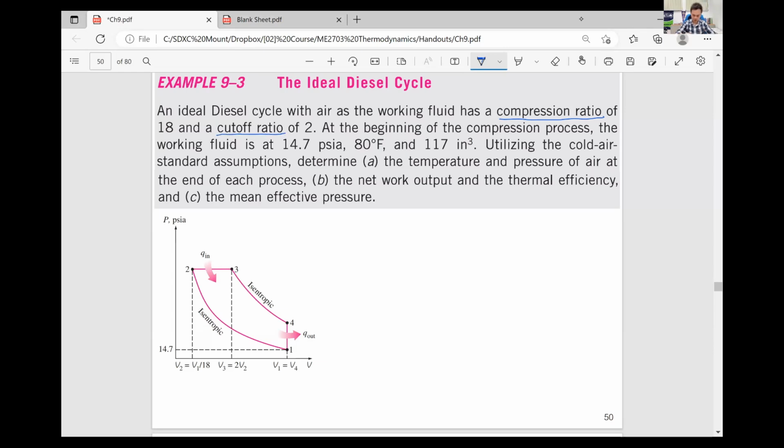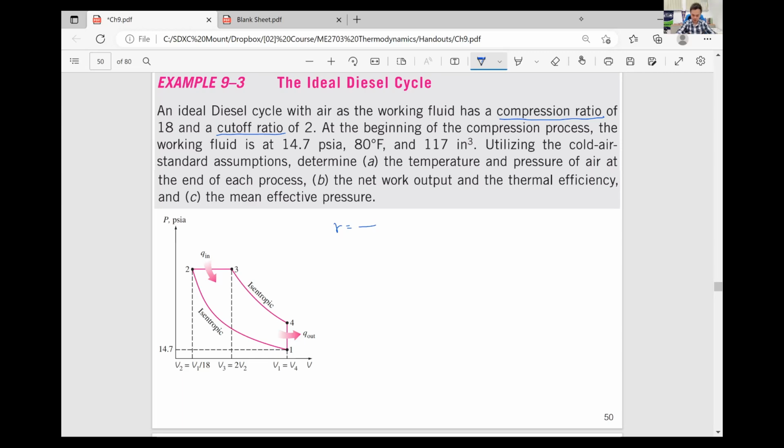So the PV diagram of an ideal diesel cycle looks like this. This is the reason why I want you to remember the PV diagram and TS diagram for every cycle, so that it would be much easier for you to determine what is compression ratio, what is cutoff ratio. So the compression ratio in this case, I think it's r, is V maximum over V minimum.